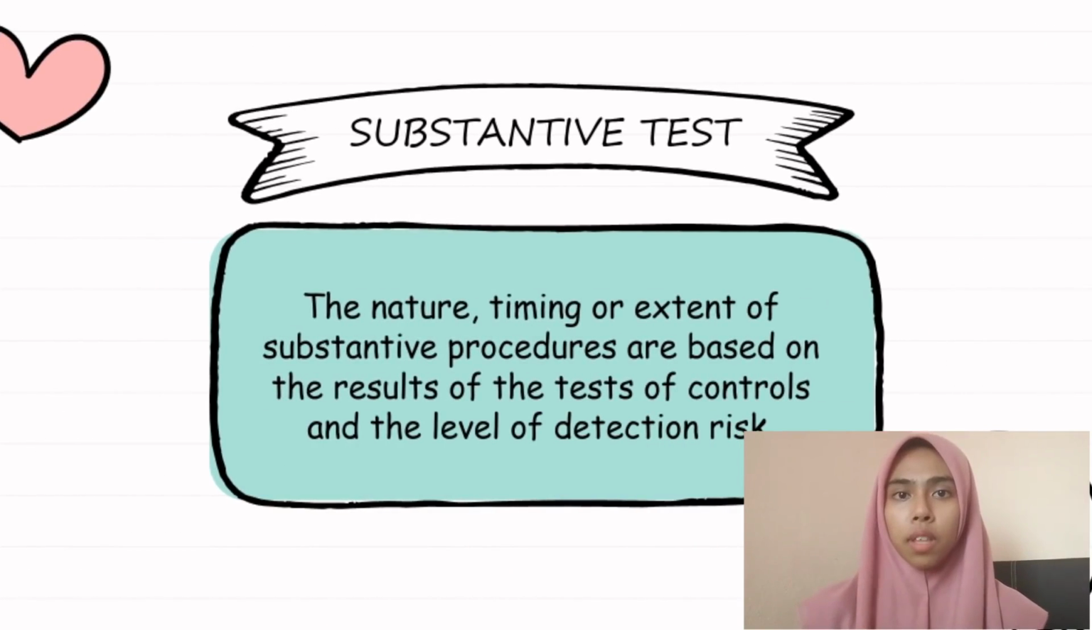Next, substantive test. As explained before, the audit program for substantive procedures is prepared based on the preliminary assessment of control risk. The nature, timing, or extent of substantive procedures is based on the result of test of control and the level of detection risk. This is because the level of detection risk will influence the amount of substantive procedures undertaken by the auditor to determine the existence and the occurrence of the transaction.